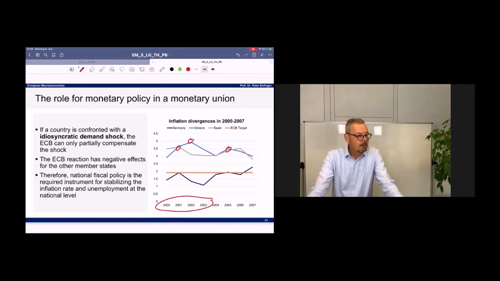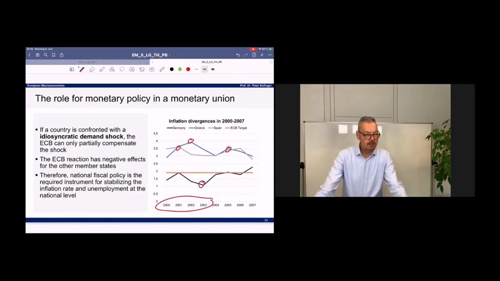That would have called maybe for a little bit more conservative fiscal policies in these countries, which would also have helped to prevent the huge booms, especially in the real estate sector in these countries. And on the other hand, in Germany, where the inflation rate was also deviating quite a lot and was lower than the inflation target of the ECB, more active fiscal policies would have been needed.